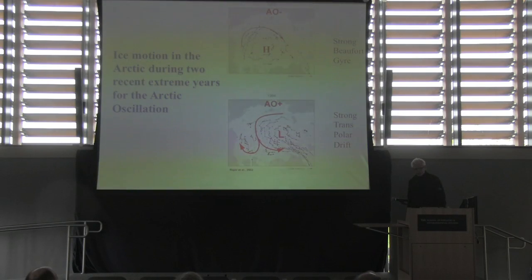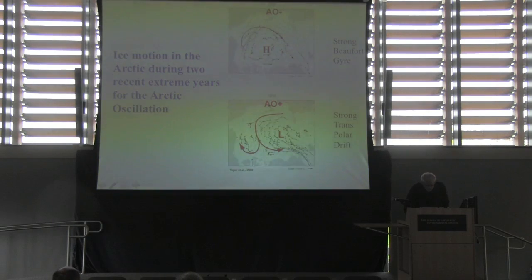But getting back to its impact on circulation, here we see two extreme cases of the Arctic Oscillation, one in 1979, where we had a very strong negative Arctic Oscillation. The Beaufort High is very strong. You get an expanded Beaufort gyre, this area right up here, very large, and the transpolar drift is pretty much restricted to the Eurasian side of the Arctic.